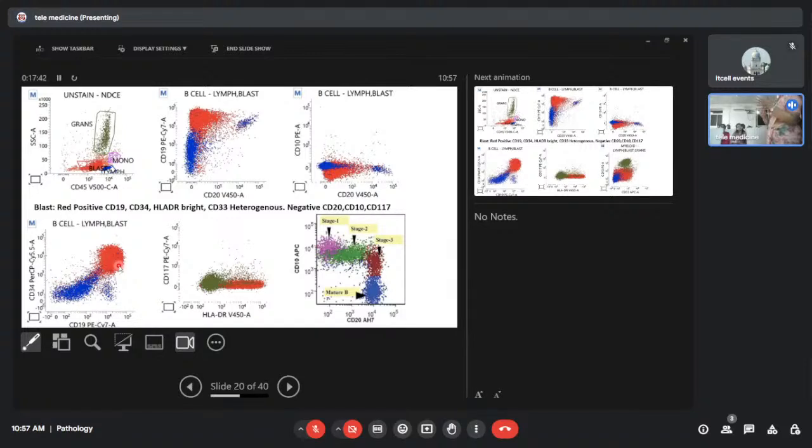So it is decided that it is going toward B cell precursor ALL. Then in addition, what you can see is these cells are not expressing CD20, they're expressing CD34, not expressing CD117, and they are not expressing CD10 either. Okay. So what is seen on the side here? These are the maturation patterns of normal B cells, which mature from stage 1, 2, 3 and finally go to the mature B cells.